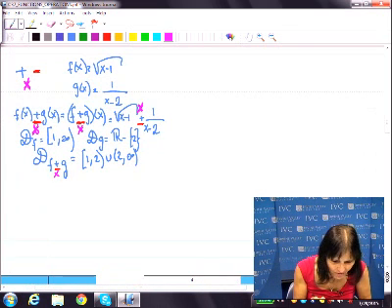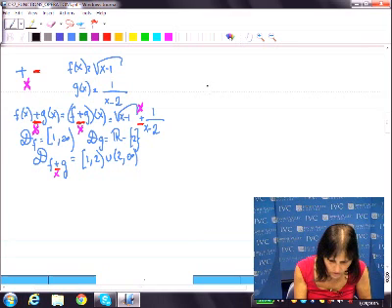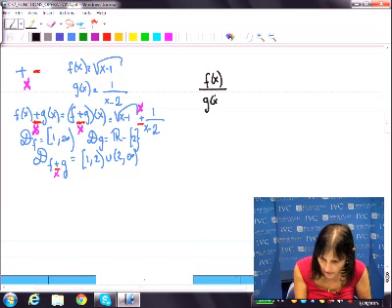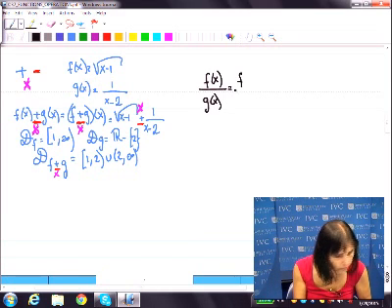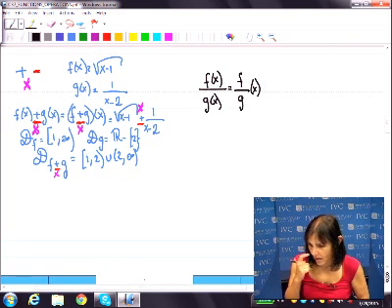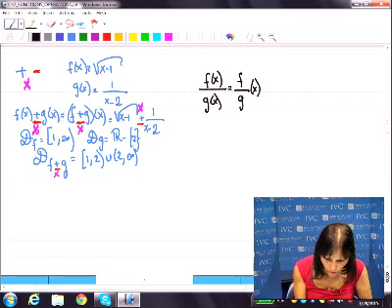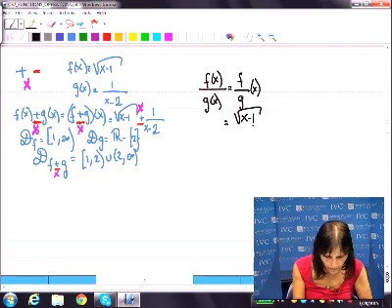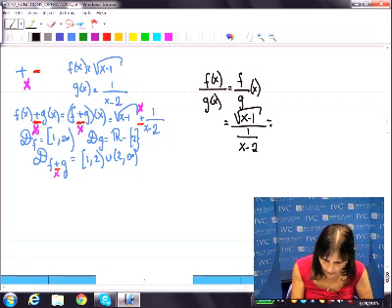But how about the division? Let's look at the division of these two. f of x divided by g of x. You can also write that as f over g of x. Okay? What will change? Now you're going to have square root of x minus 1 divided by 1 over x minus 2. What will you get when you do that? x minus 2 times the square root of x minus 1.